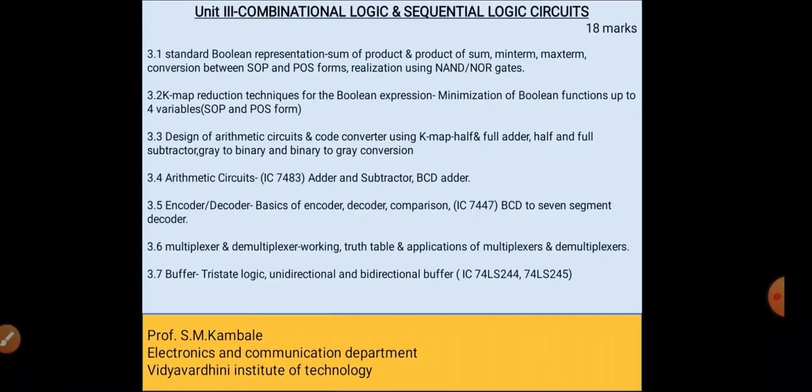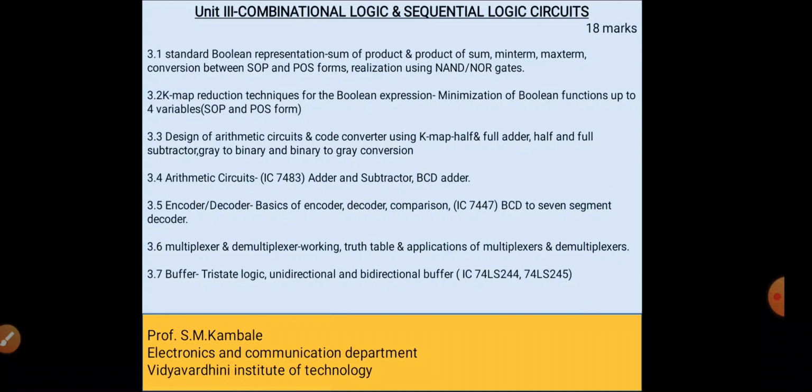Means if there are 2 variables, like A and B, then there are 4 boxes. If there are 3 variables, that is A, B, C, then there are 8 boxes. If there are 4 variables, like A, B, C, D, then there are 16 boxes.